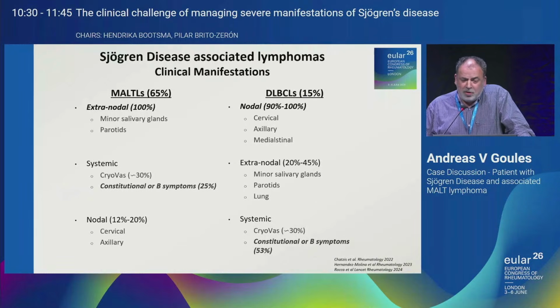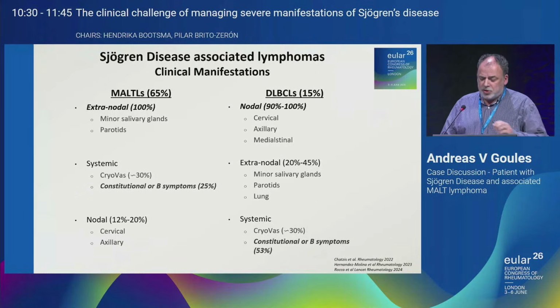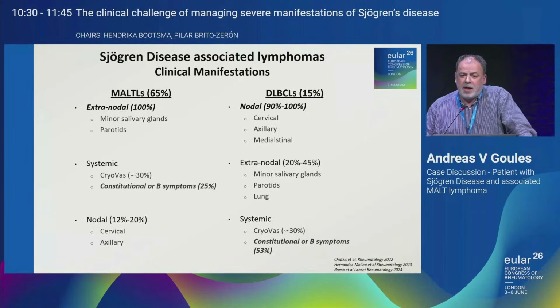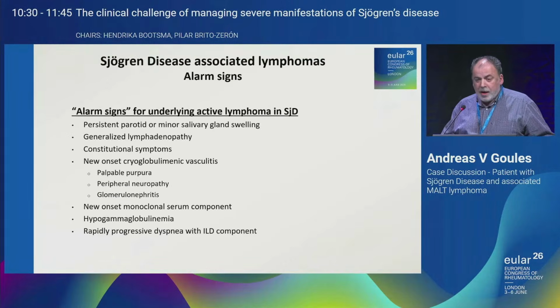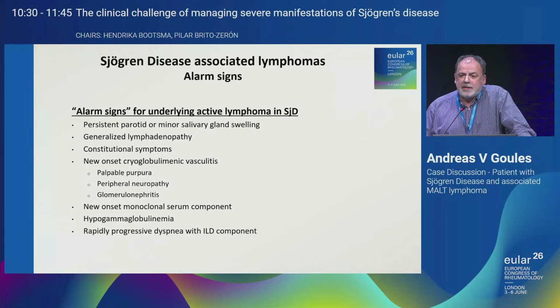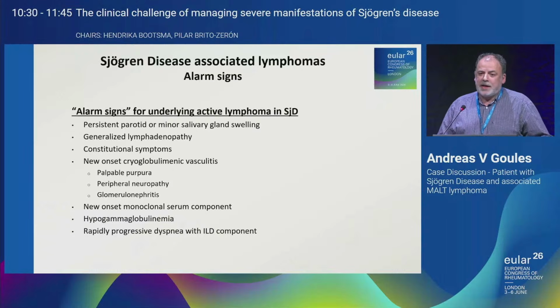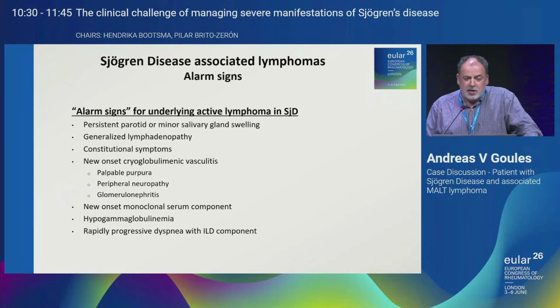Common features with multiple lymphomas, and we know from the literature that in some cases DLBC lymphomas may develop upon pre-existing multiple lymphomas. There are some alarm signs the clinicians should be aware of to suspect an underlying lymphoproliferative disorder in the context of Sjogren's disease. You can see these alarm signs.